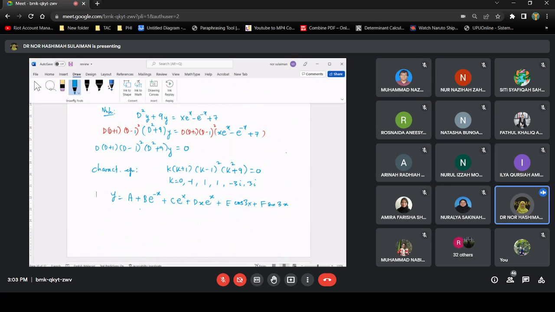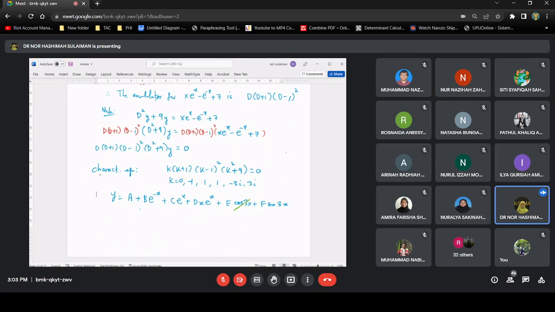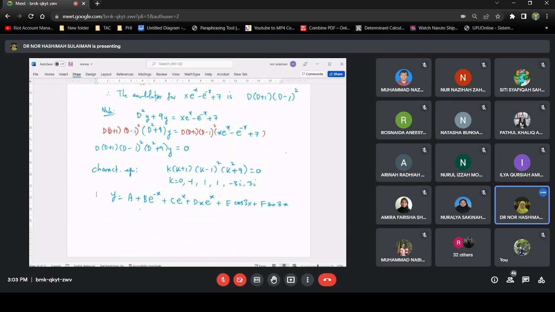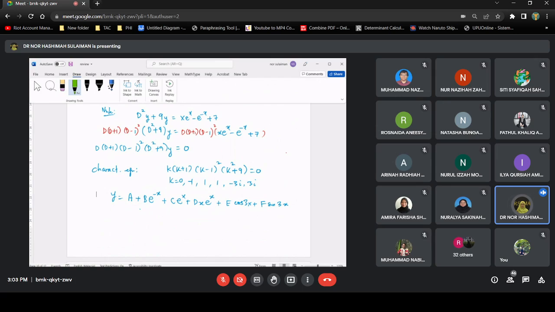Okay? Kenapa kita slash out? Kenapa Nazmi kita slash out benda ni Nazmi? Why? Saya nak omit benda ni. Kenapa Nazmi kena slash?